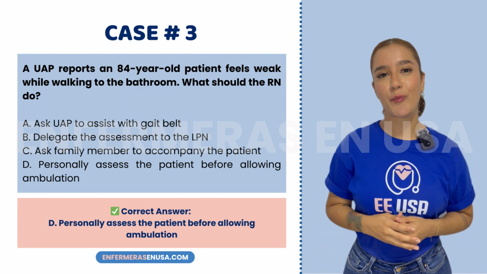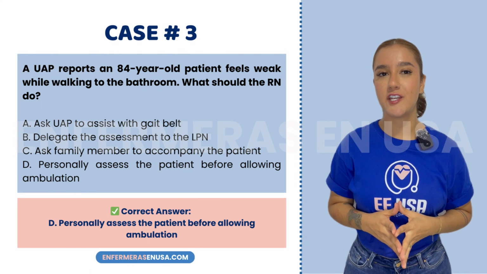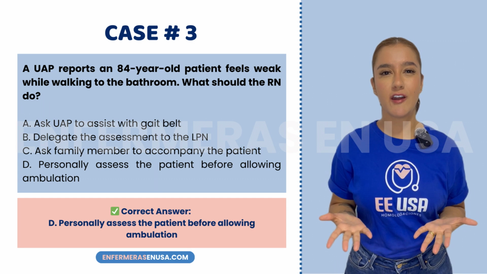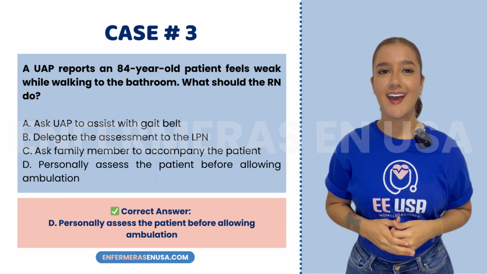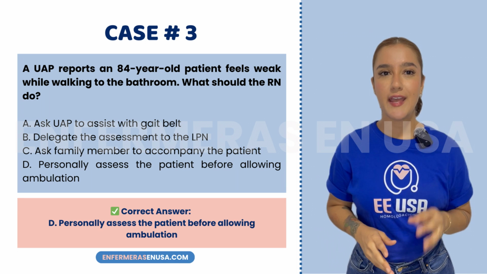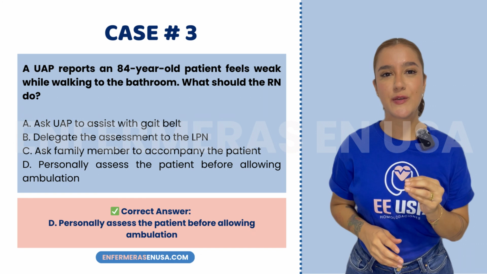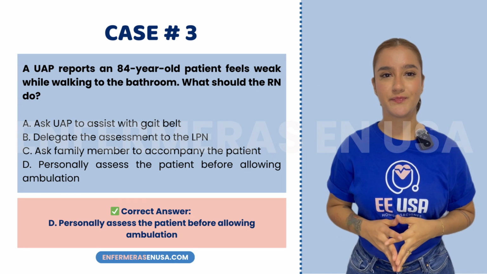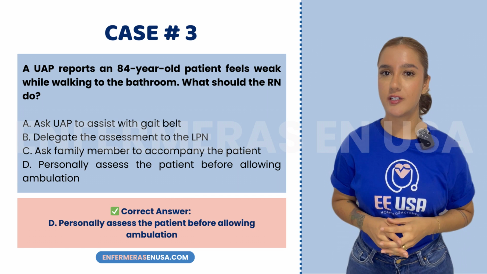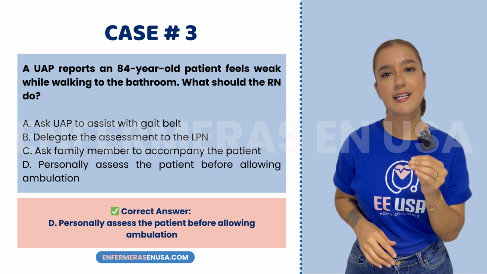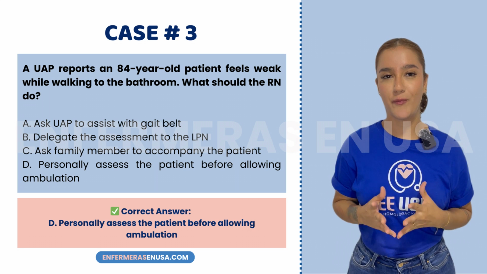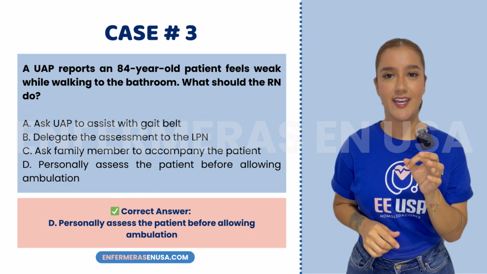A UAP reports that an 84-year-old patient feels weak while trying to walk to the bathroom. What should the RN do? A. Ask the UAP to assist the patient using a gait belt. B. Delegate the assessment to the LPN on duty. C. Ask a family member to accompany the patient. And D. Personally assess the patient before allowing further ambulation. The best answer here is D.